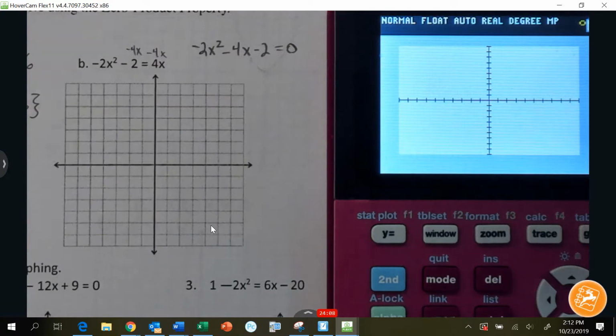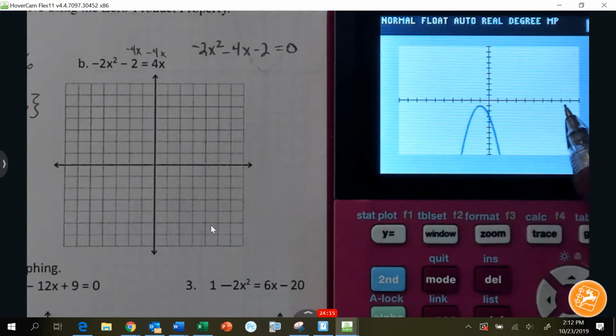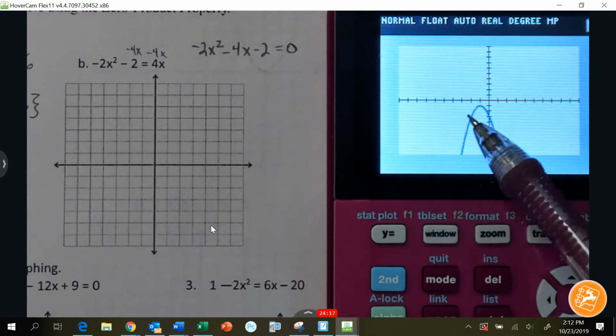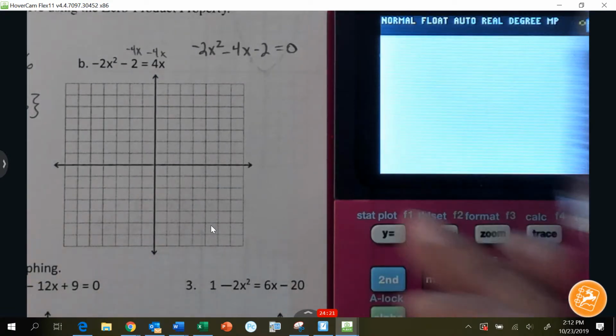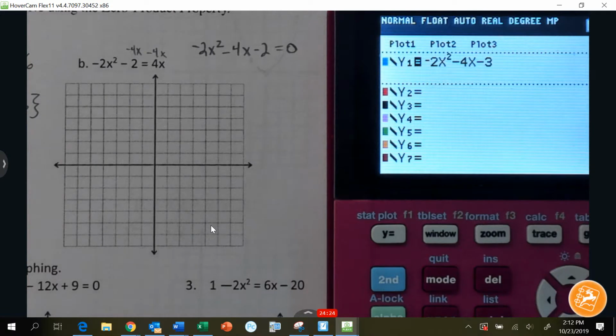No, I just arrowed over. If there's no x-intercepts, it's going to look like this. Do you see here's my x-axis, and does this graph ever touch it? It goes up, but then it comes back down and never touches it. If there's an x-intercept, it's going to touch it.